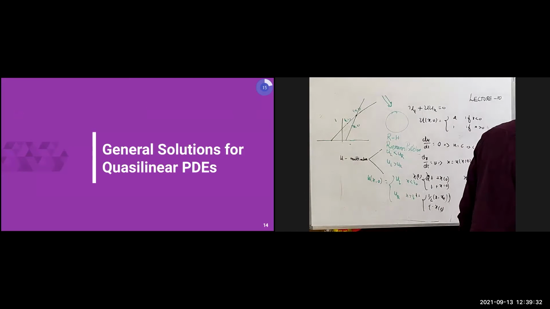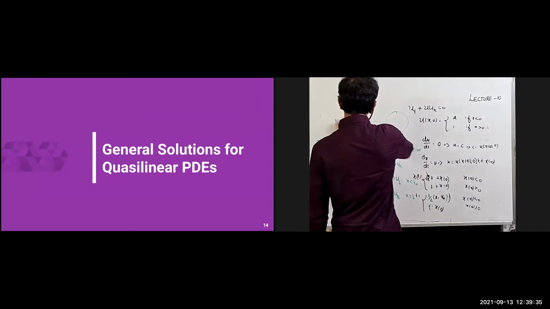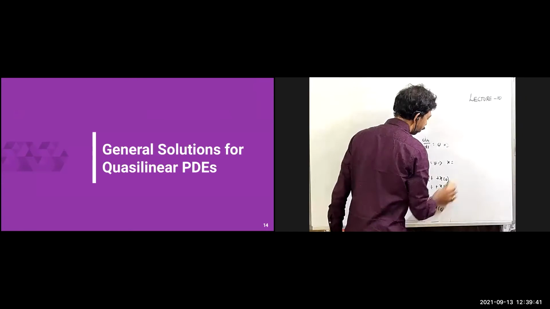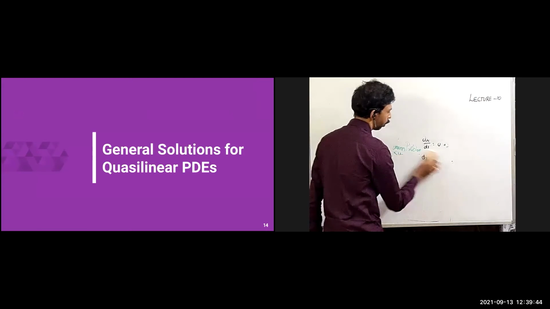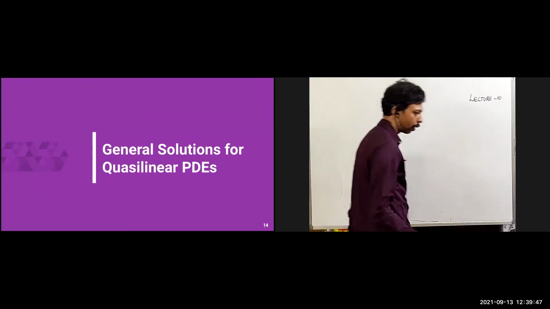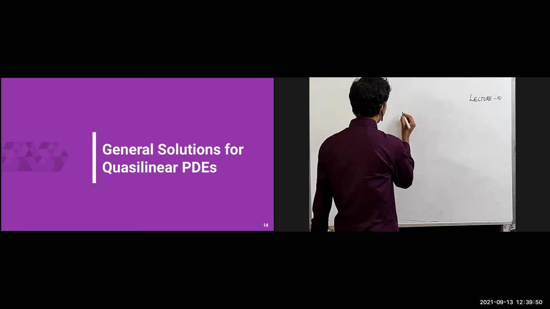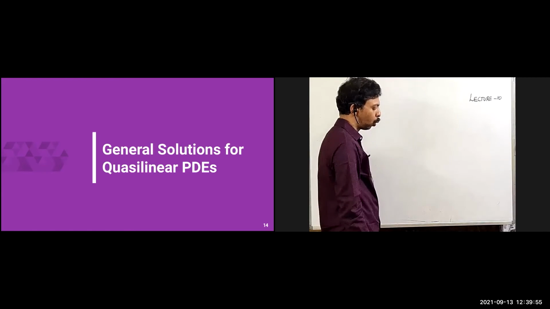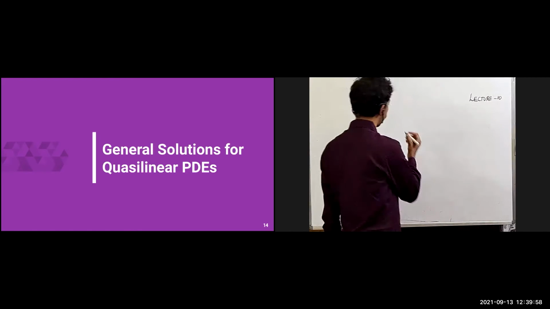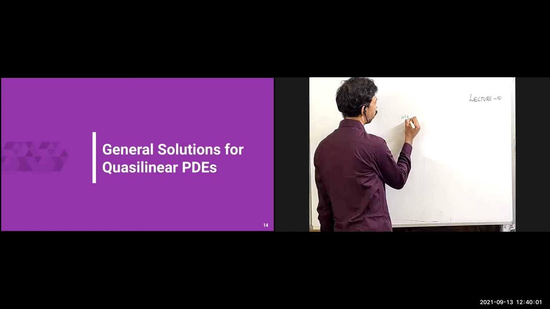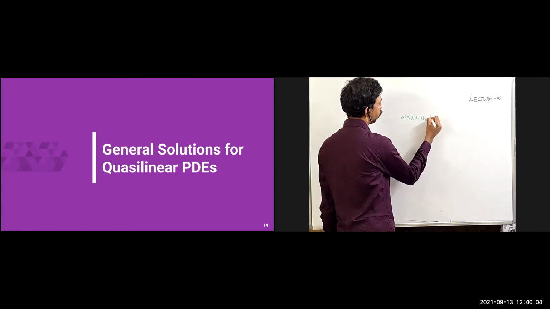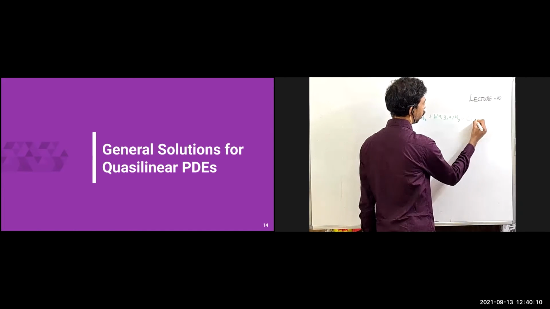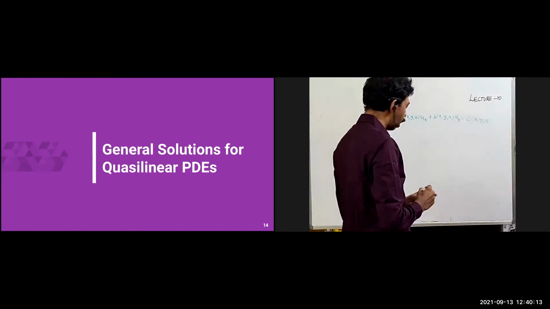Now let us go to the next topic where we are going to solve for the general solution. We have the quasi-linear PDE, right? Could anyone tell me what the general quasi-linear PDE format in 2D, two variables, is? What is the equation format for the general quasi-linear PDE? A u_x plus B u_y is equal to C. Yeah, so this is the general quasi-linear PDE.